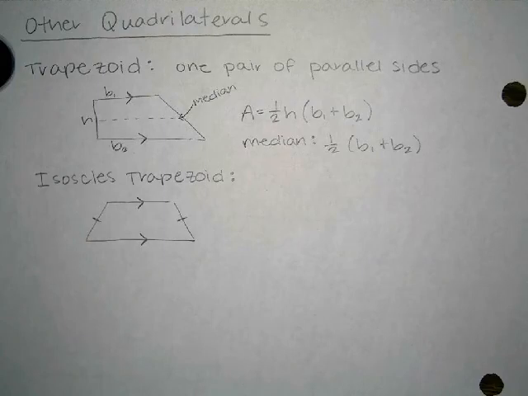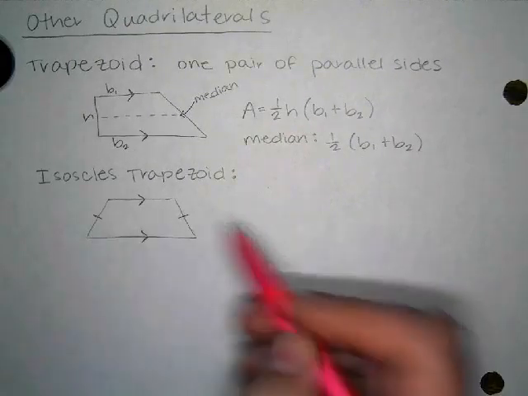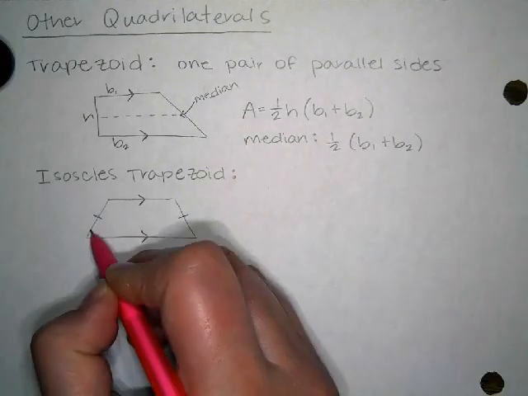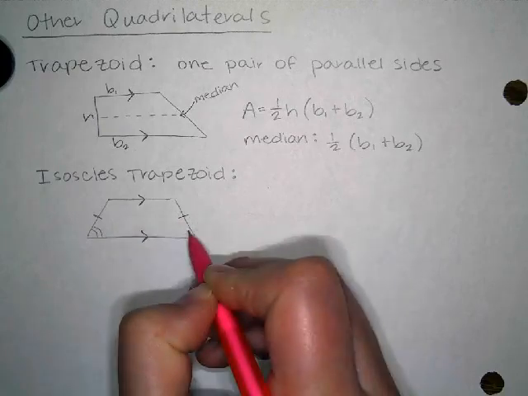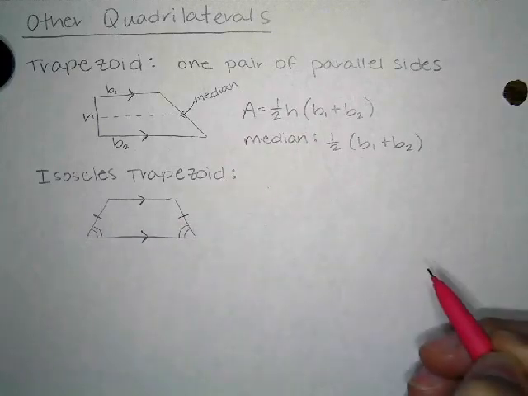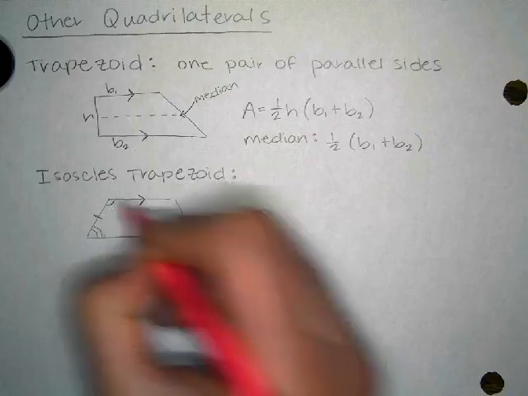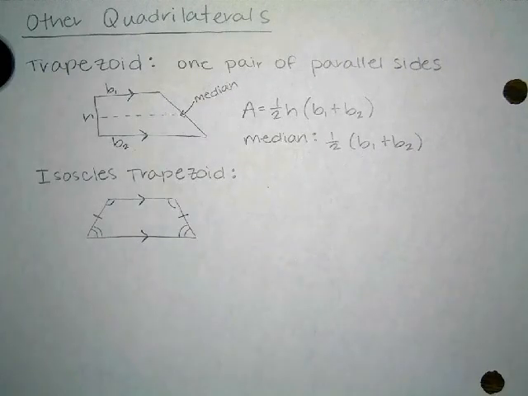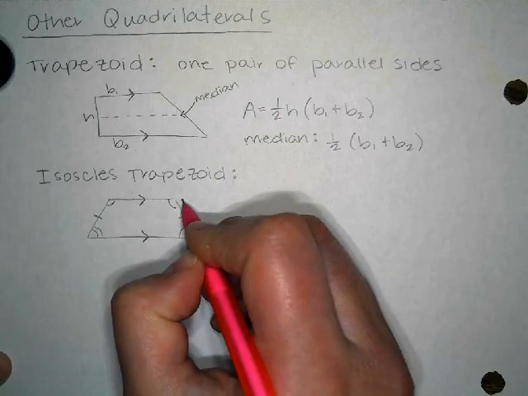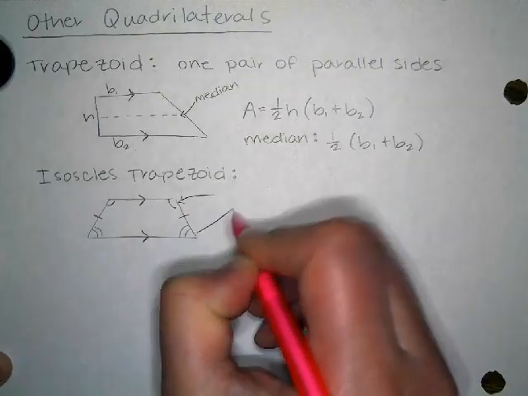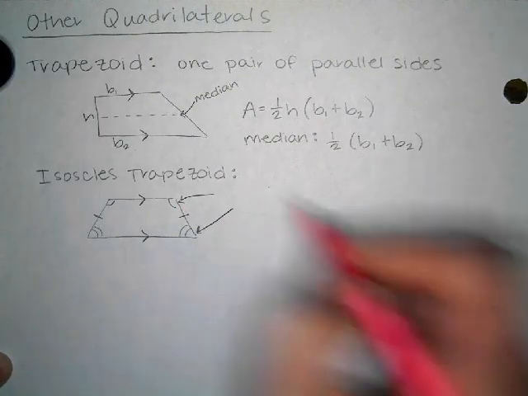Now, with an isosceles trapezoid, what ends up happening is that because these two are the same length, it makes it so these two angles are exactly the same measure, and these two angles are exactly the same measure. And then this angle and this angle right here, these consecutive angles, those are supplementary.